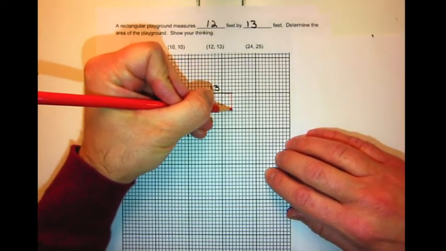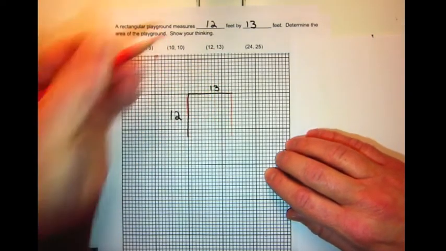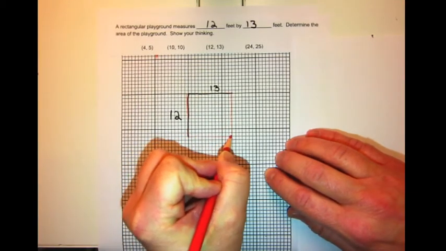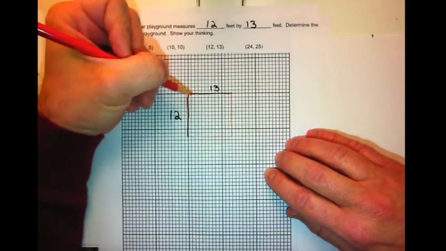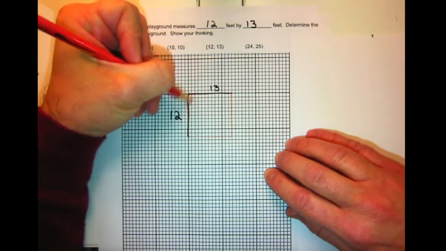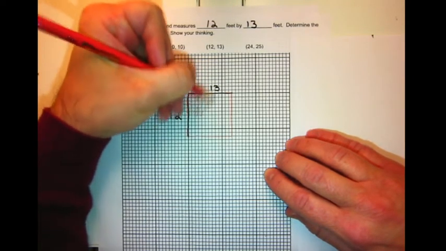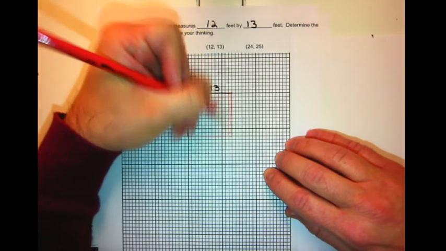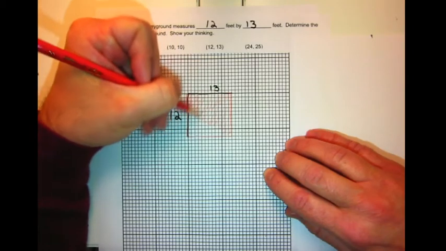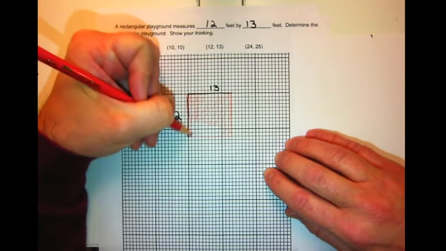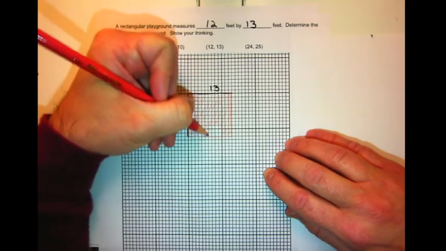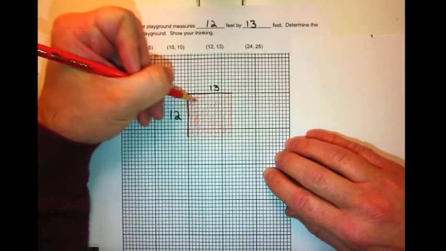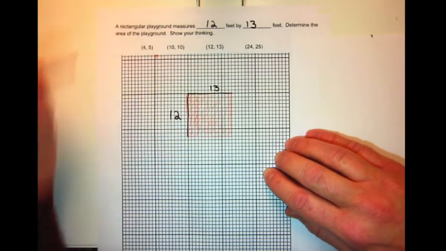And so now what I want to do is construct this rectangle. So I'll just complete the other sides of it here. And then I can shade in all of that to help me see what the whole area is, and therefore what is the product of those numbers, 12 times 13.